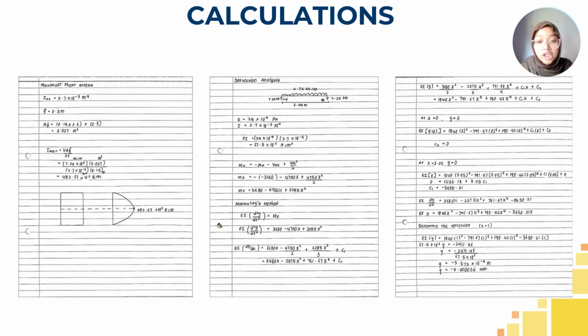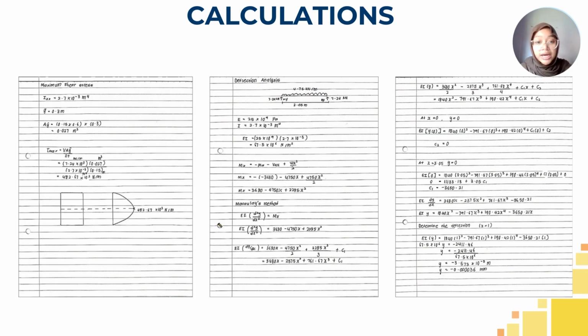Jadi 7.24 saya darabkan dengan 10 kuasa 3 saya darabkan dengan 0.027 bahagikan dengan 2.7 darab 10 kuasa negatif 3 darabkan dengan 0.13 menjadi 482.67 darab 10 kuasa 3 Newton meter. Berikut adalah gambar untuk maximum shear stress. Bagi deflection pula, itu adalah gambar rajah untuk deflection. Saya masukkan balik nilai AY, BY.